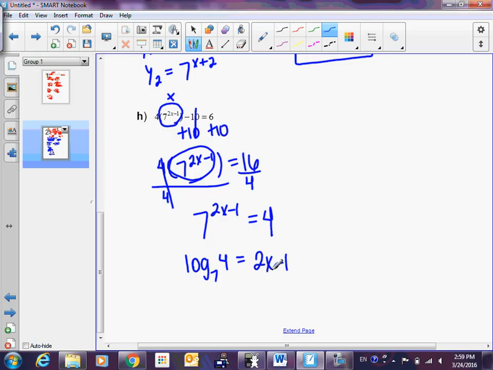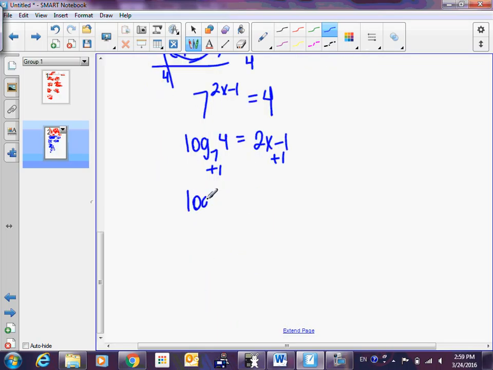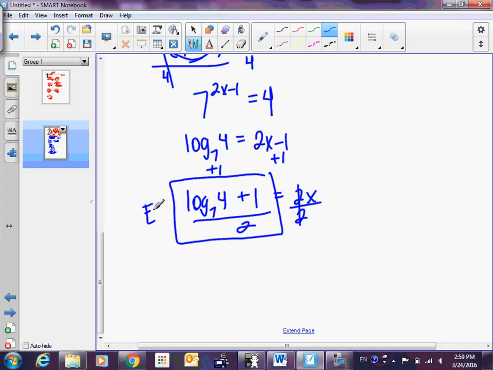All right, we're still trying to get x by itself. So what would be the next step? How do we get x by itself? Hang with me here. Add 1. We have log base 7 of 4 plus 1 equals 2x. And the very last thing to get x by itself, divide by 2. So this right here is your exact answer.